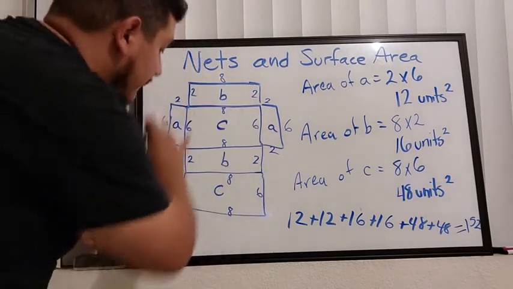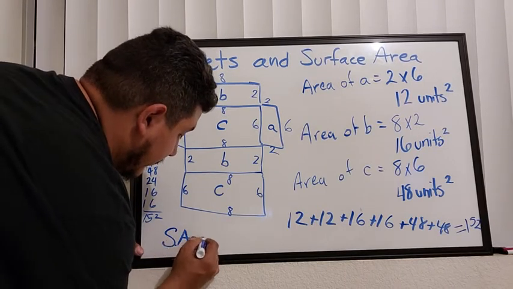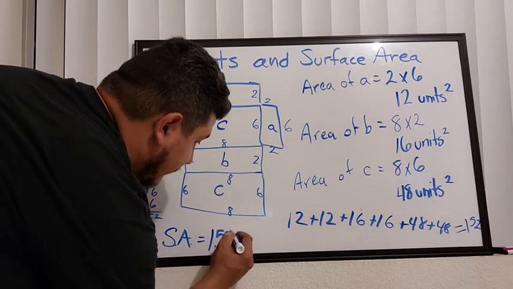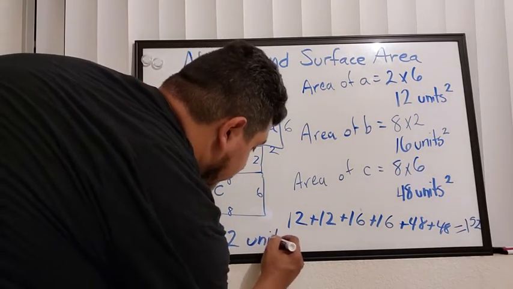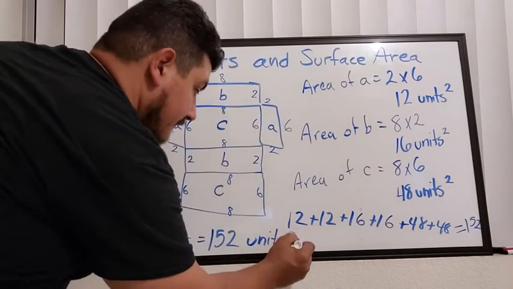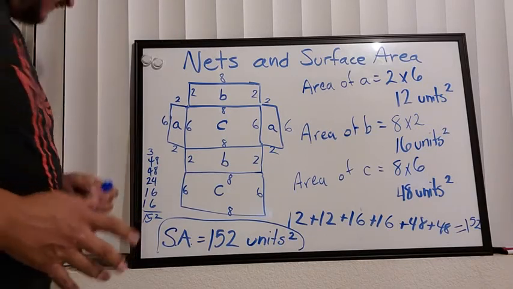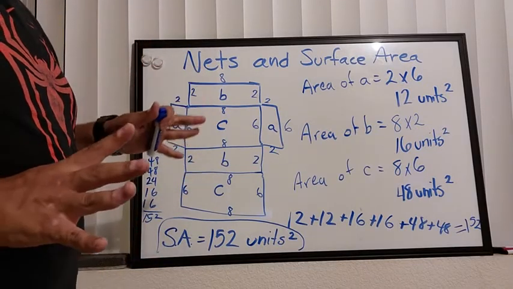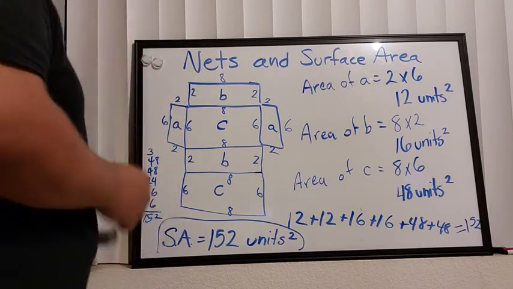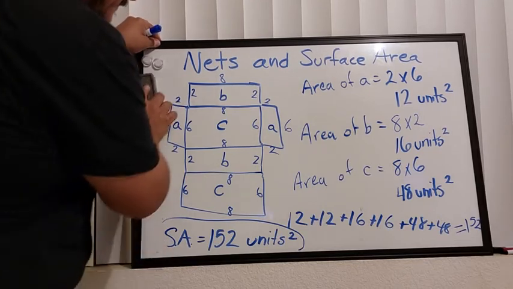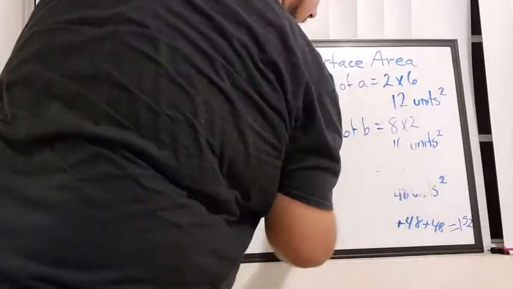So my total surface area of this shape right here equals 152. And since we're still working with area, it is units squared. Now, this does simple work for a rectangular prism. That's all boxes. Let me show you how to find the surface area of a pyramid.